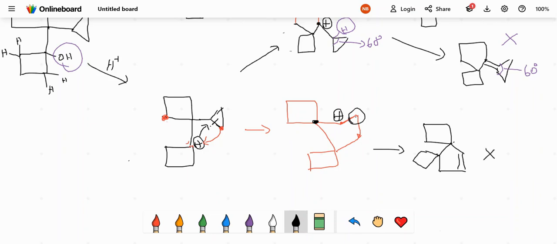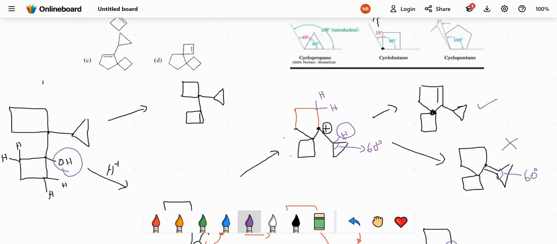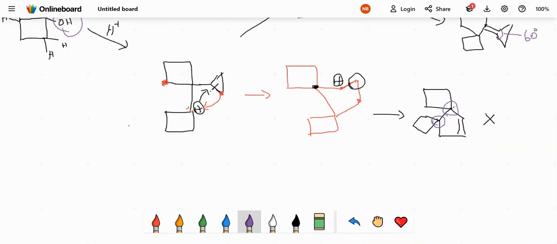Why? There are two bridgehead positions. Bridgehead position will give less stability. This one is one bridgehead position and this one is another bridgehead position. But in the case of the more stable one, we are getting only one bridgehead position. That is why we have to select this one as the more stable one.